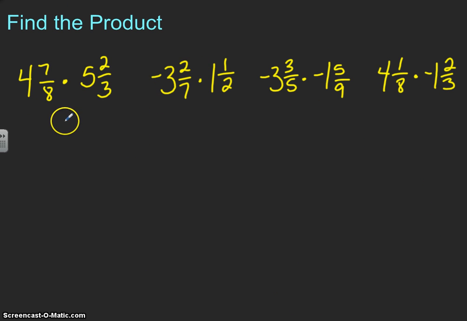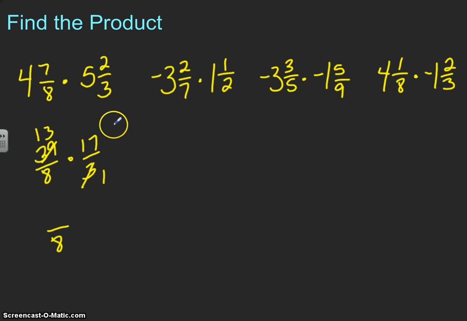Okay, now I want to multiply these two mixed numbers. 8 times 4 is 32 plus 7 is 39 over 8. 3 times 5 is 15 plus 2 is 17 over 3. Multiply together, that is 1, that is 13.